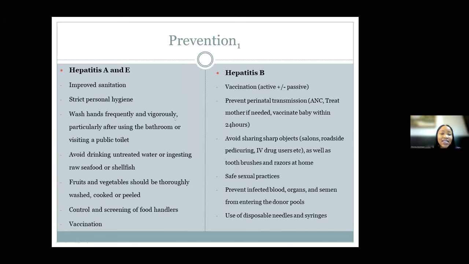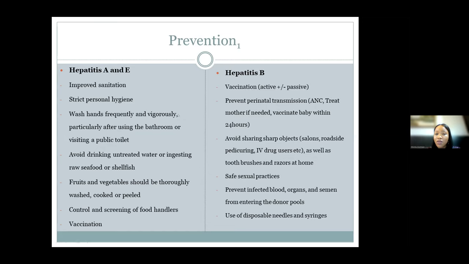So it will be a bit easier talking about the prevention because I've talked about the mode of transmission of these viruses. For A and E, we talked about the importance of strict hygiene and improved sanitation, because that's basically how you can get it if any of these factors are lacking. So you want to encourage frequent and vigorous hand washing, avoiding drinking untreated water, and controlling and screening of food handlers. And of course, if anybody is found to be non-immune to hepatitis A, they can actually have the vaccination, because when this virus occurs in adulthood, it can be quite problematic for some.